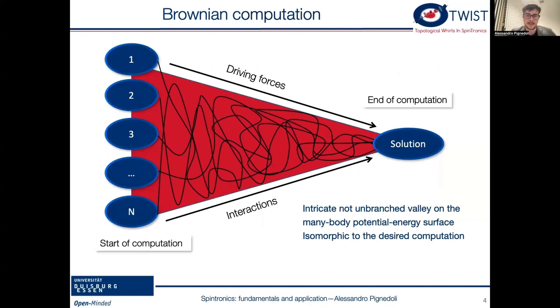In this other slide, I would like to point out that since we are trying to exploit the properties of an actual physical system, we want the motion in the configuration space, which is driven by interaction, driving forces, and thermal fluctuation, to converge at some point to the solution. This means that the trajectories in the configuration space, which are presented in the figure, once they get trapped in the configuration space, should be somehow isomorphic to the desired computation. In such a way, we can measure the solution and say we found the solution of our problem.